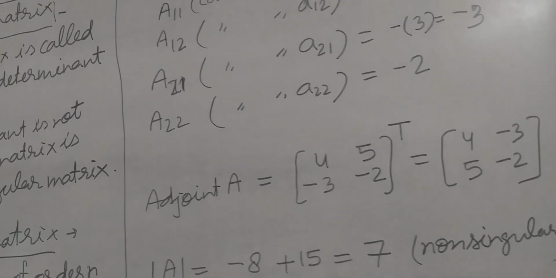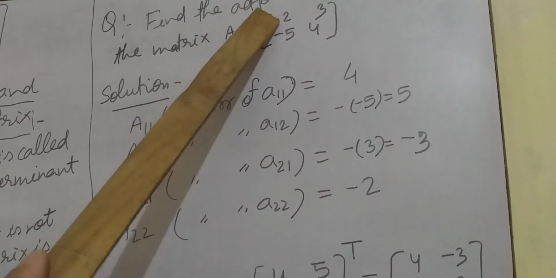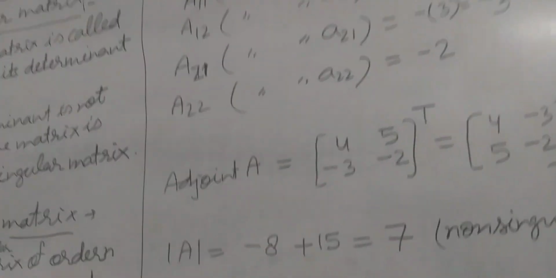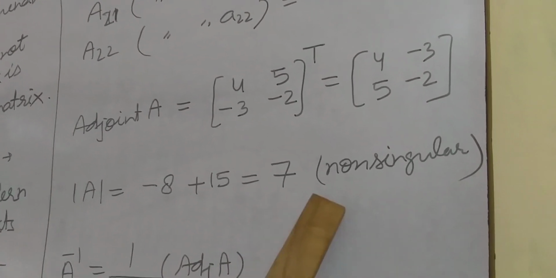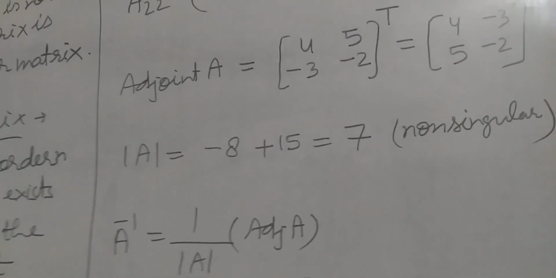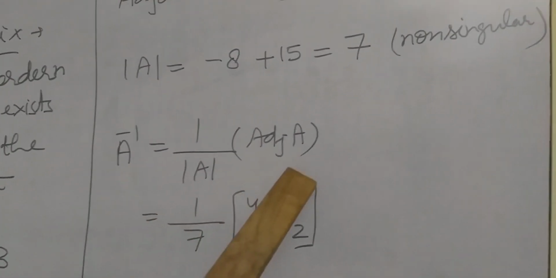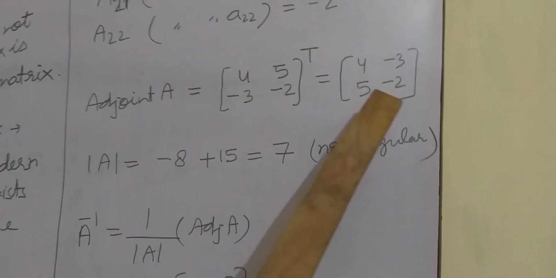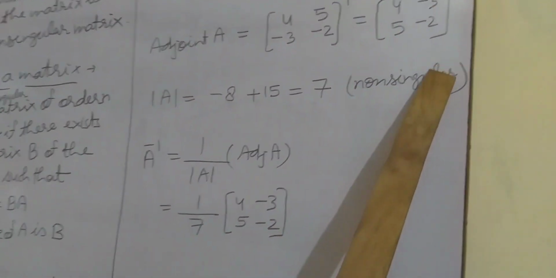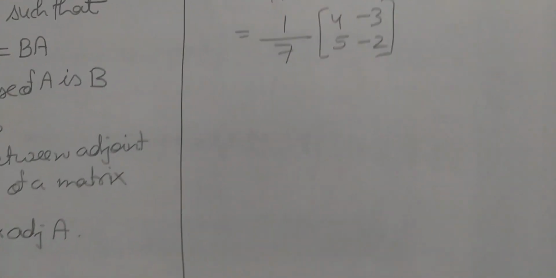Now let us find out its inverse. So we have to calculate its determinant, minus 8 plus 15, 7. So its determinant is coming 7 students, so it is non-singular. Correct? So inverse exists. So A inverse equals, same formula, 1 upon determinant of A into adjoint A. Determinant value 7, 1 upon 7 student, and adjoint A is 4, minus 3, 5, minus 2. So this is the method of finding inverse and adjoint student. Okay then, have a nice day.